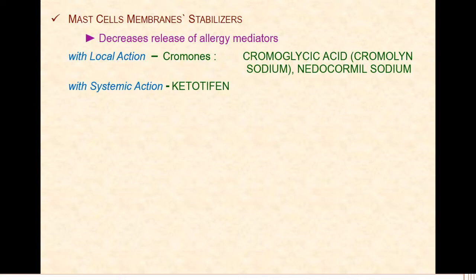And the agent with systemic action, ketotifen. Mechanism of action is the same. They inhibit release of allergy mediators from mast cells, but the preparation is used orally in the form of tablets. Bioavailability is relatively high. That is why the preparation is absorbed in intestine and acts on the whole organism. That is why it can be used to prevent different allergic reactions of immediate type, including bronchial asthma.